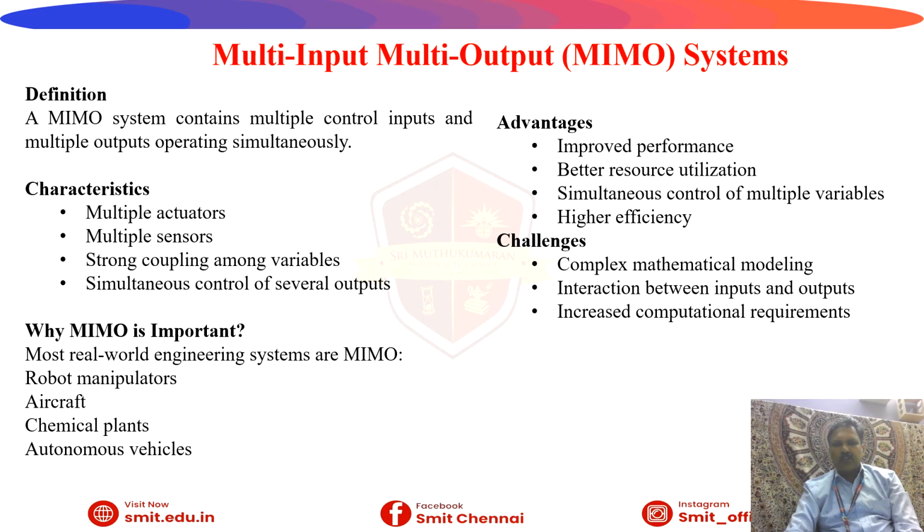Why is this MIMO important? Most real world engineering systems are MIMO. Robot manipulators, aircraft, chemical plants, autonomous vehicles. Advantages: improved performance, better resource utilization, simultaneous control of multiple variables, then higher efficiency. The challenges: complex mathematical modeling, interaction between input and output, increased computational requirements.